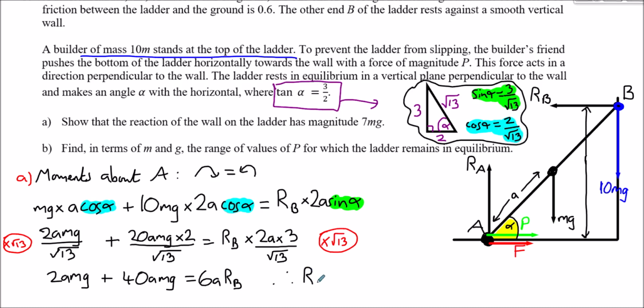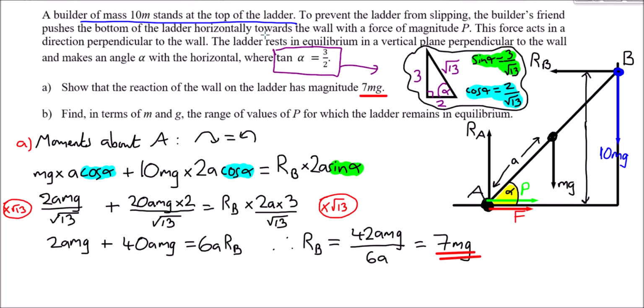Therefore, RB, the reaction from the wall, 2 AMG plus 40 AMG, there's going to be 42 lots of AMG, divided by 6A. So the A's will cancel. So 42 divided by 6 will just leave us with 7 mg as required. So we wanted to prove that, and we have done here.